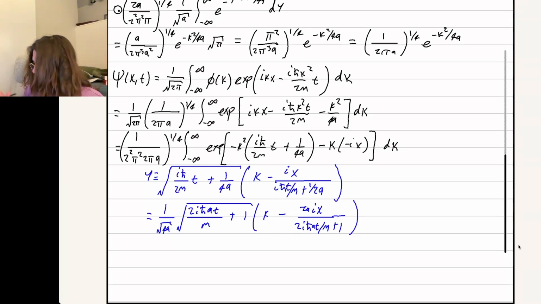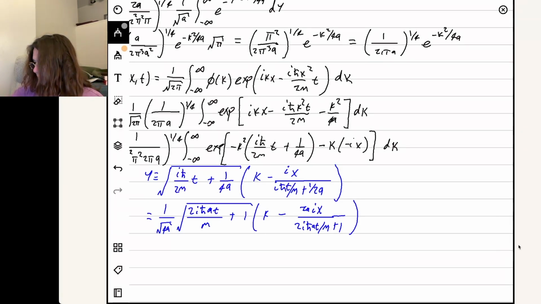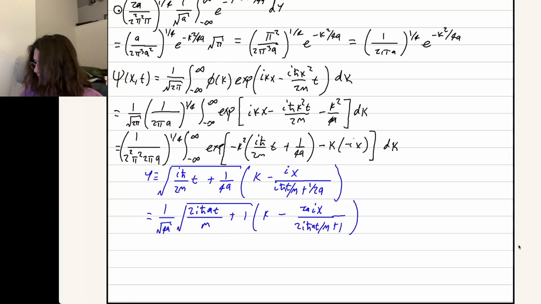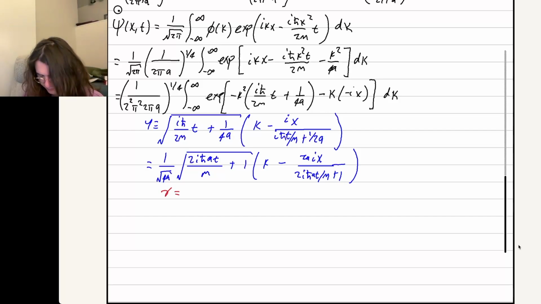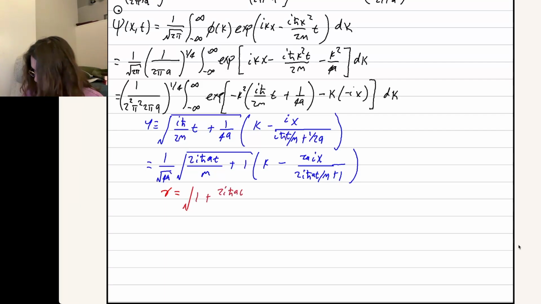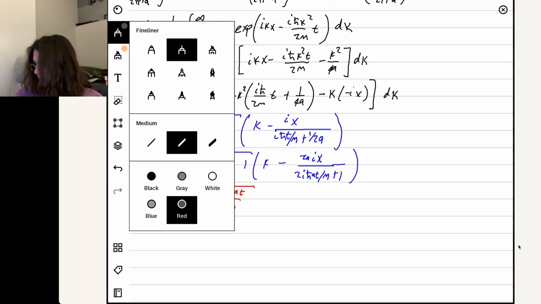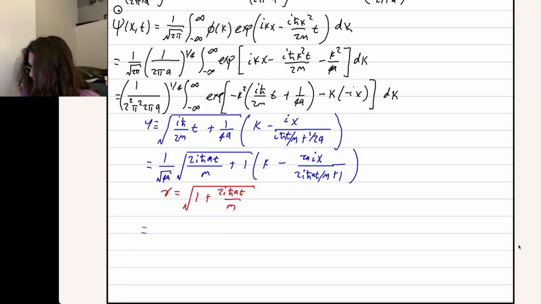And this is where a quantity that Griffiths defined will come in useful, because he said that gamma is defined as the square root of 1 plus 2i h bar at over m. So what we have here are a couple different things which depend on gamma. In blue, 1 over root 4a, and then this is a factor of gamma, and this is k minus 2aix over gamma squared.